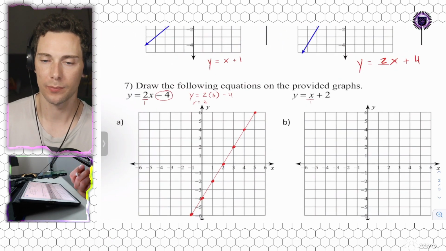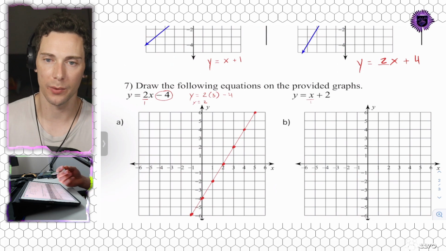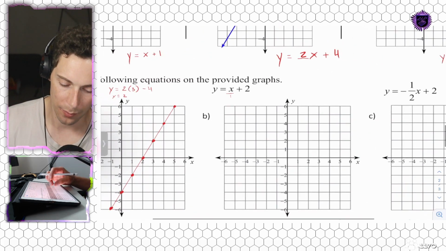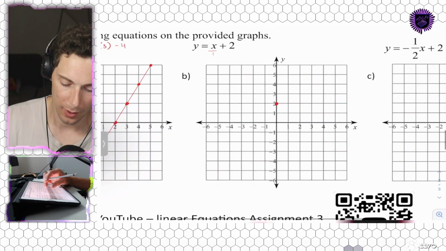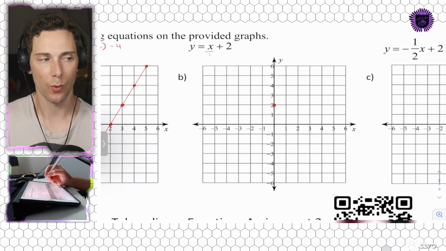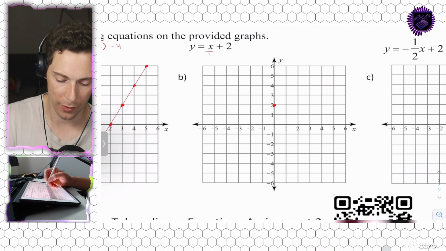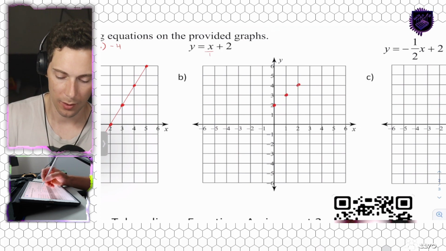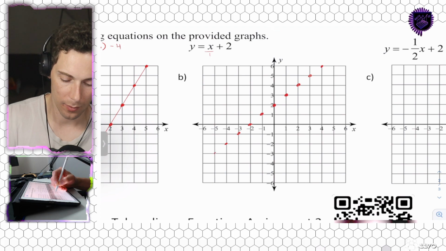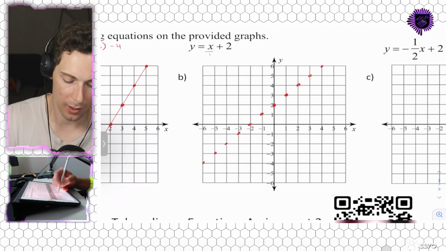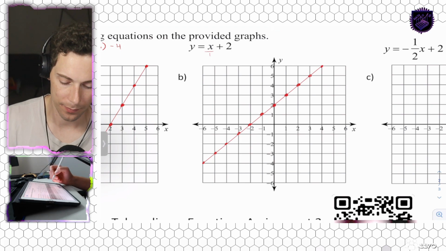Okay, this next one, y is equal to x plus 2. So plus 2 is going to be our intercept. And it's going to be a rise and run of 1. So for every 1 over, you're going to move 1 up, which is a really predictable growth pattern here. So here's our line, right there.